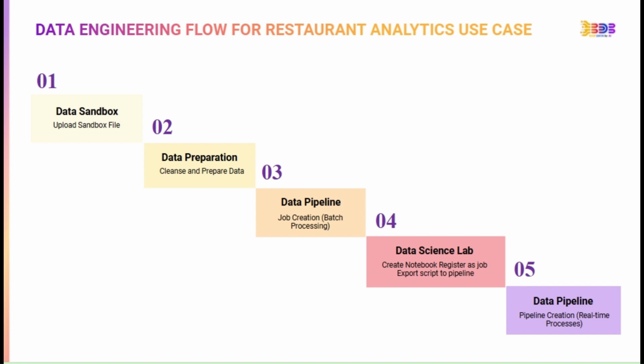Creating a data engineering flow for a restaurant analytics use case typically involves several key steps. We'll start by uploading a restaurant sales CSV file into the sandbox environment and enhancing its quality through data cleansing processes. Next, we'll orchestrate a Spark job for batch processing, transforming the data and transferring it to the consumer data source using a no-code/low-code approach.